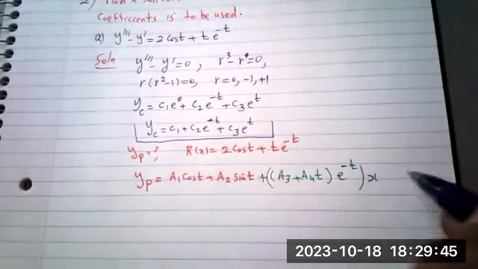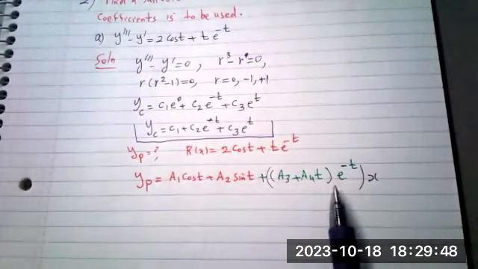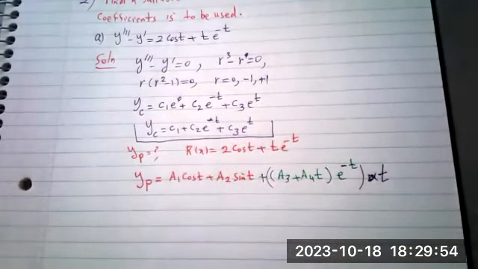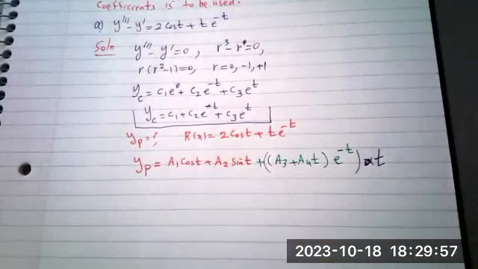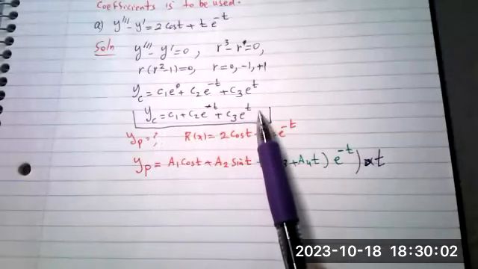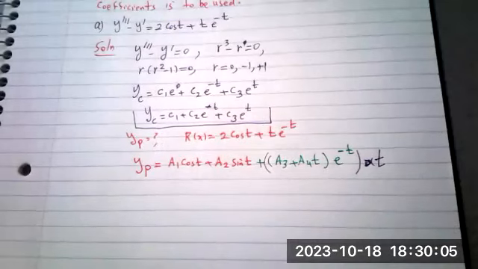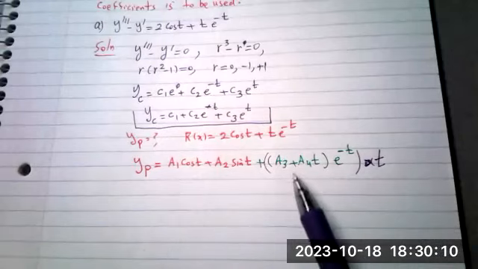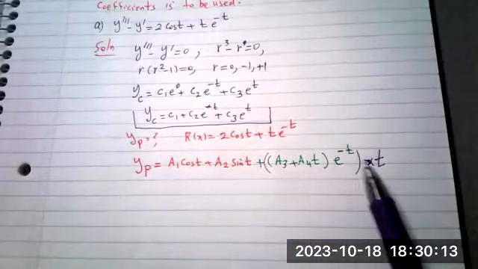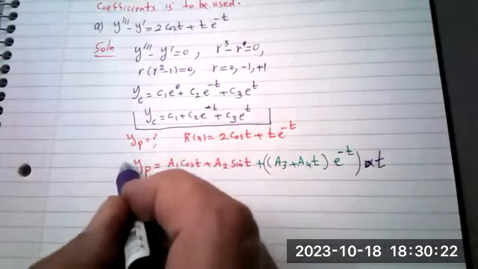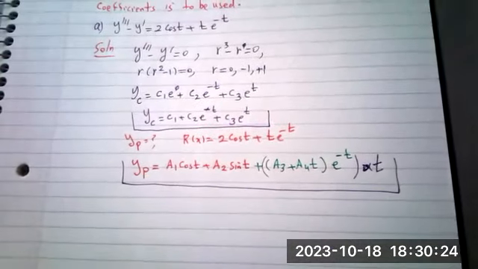You multiply by t, then you check it again. You see, you don't have any duplication anymore. So that's it, it's done. Okay, so the yp is a1 cosine t plus a2 sine t, plus a3 plus a4t times t times e to the negative t. You can bring the t and multiply it inside. It's not optional. But they ask for the yp, so we are done. We get the yp. Any question?